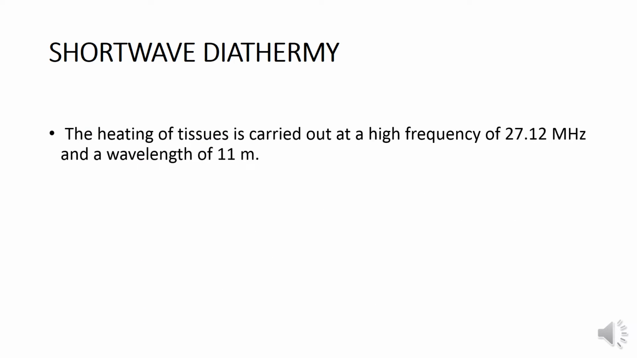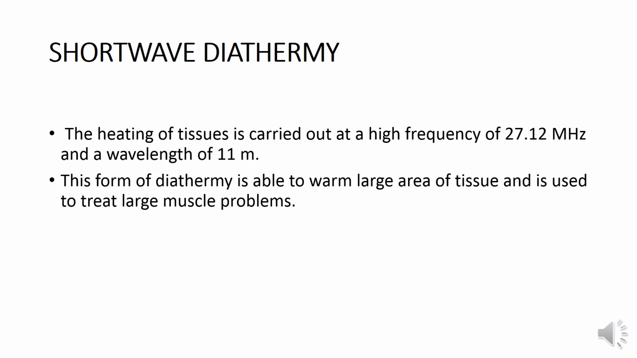The heating of tissues is carried out at a high frequency of 27.12 megahertz and a wavelength of 11 meters. This form of diathermy is able to warm a large area of tissue, and it is used to treat large muscle problems. If you are using the high frequency and the particular wavelength in the short wave diathermy method, this will mainly help recover large muscle problems. So this is the main treatment process in the short wave diathermy method.